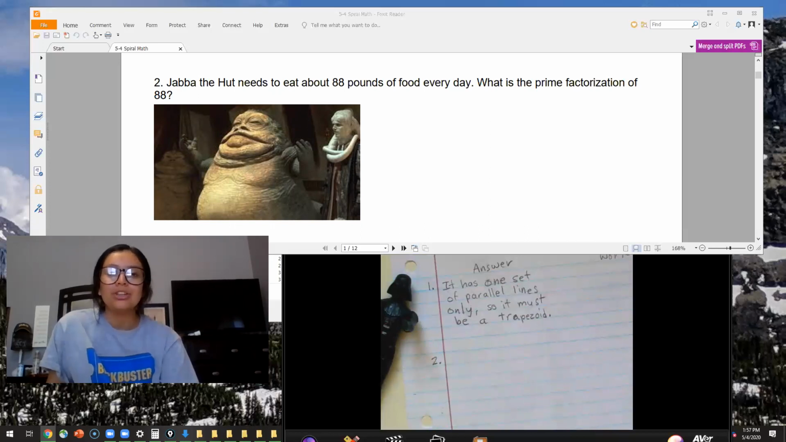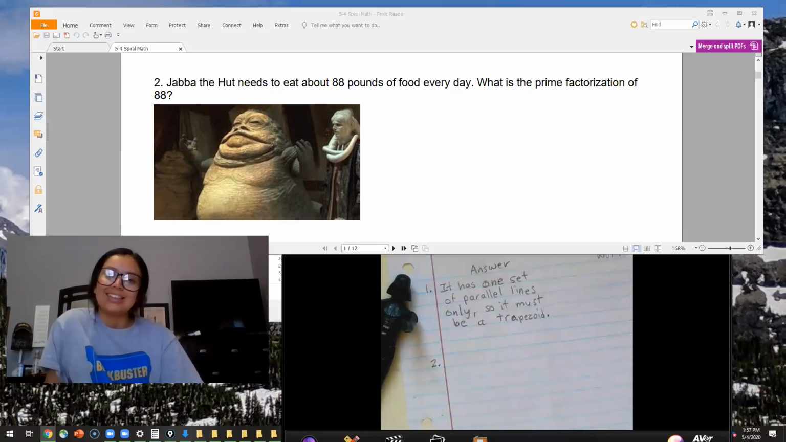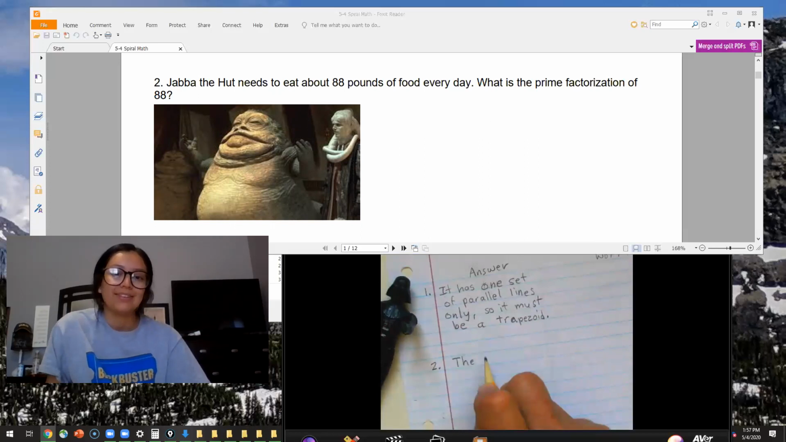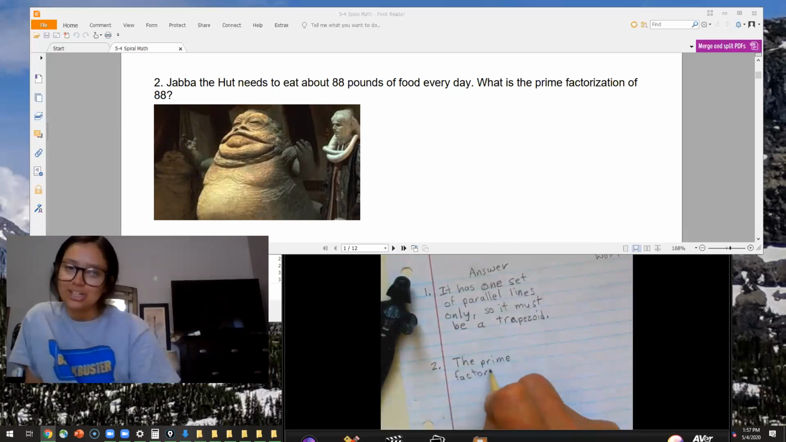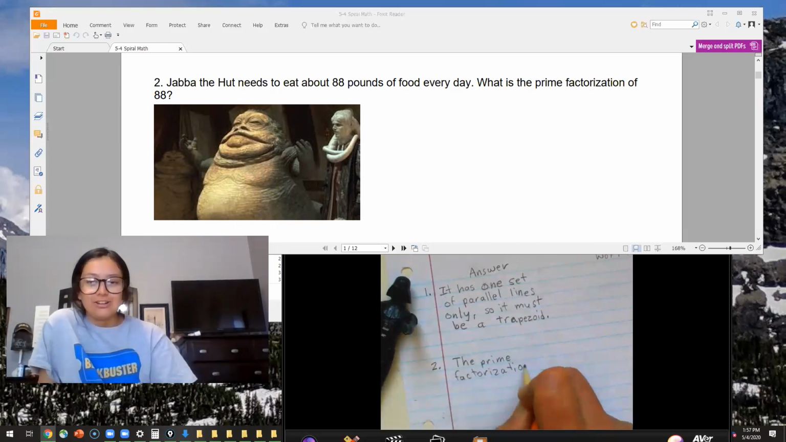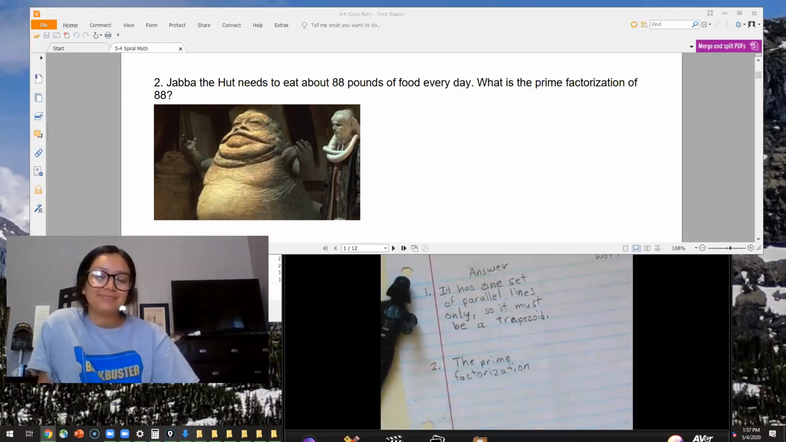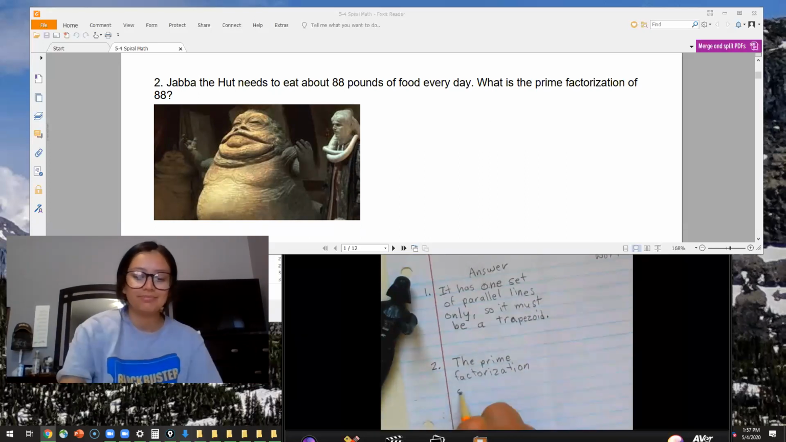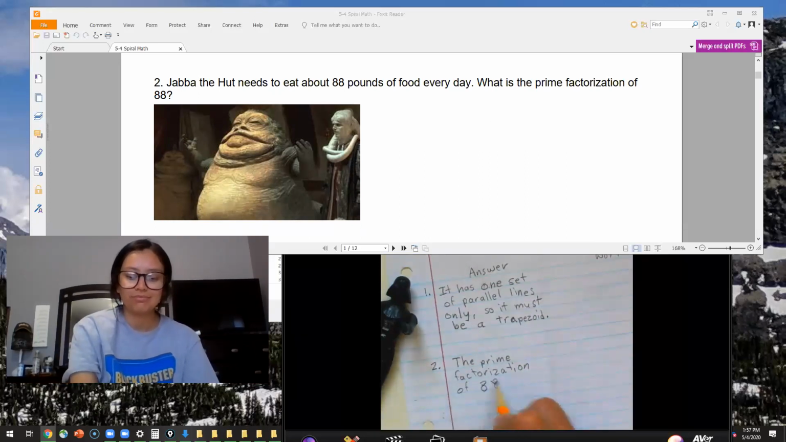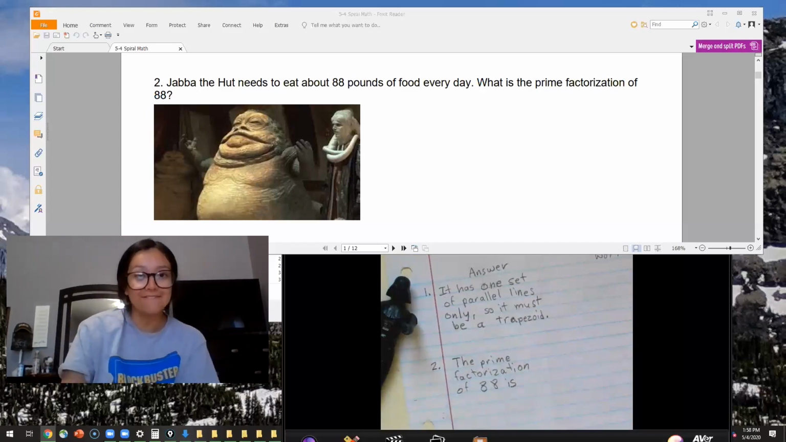So we want to go ahead and write for our answer sentence the prime factorization of 88 is. And make sure you guys have prime factorization of 88 in your answer sentence. Okay. All right, so how I personally do these is I make a factor tree.